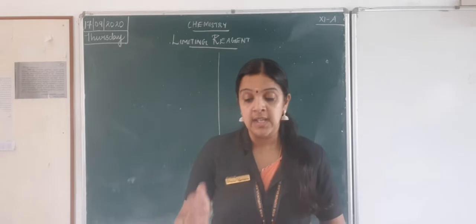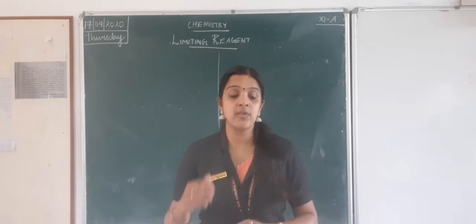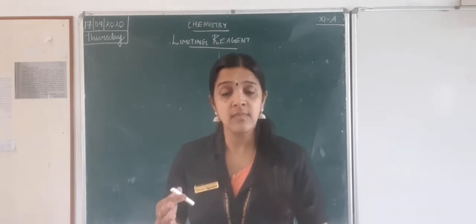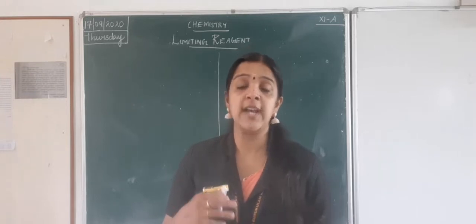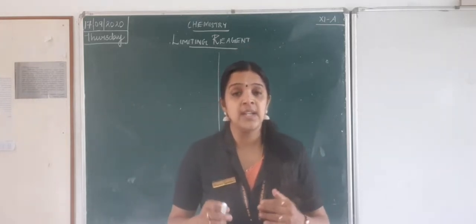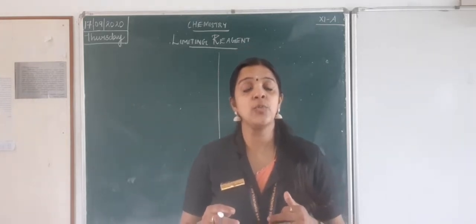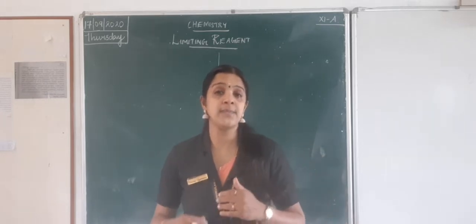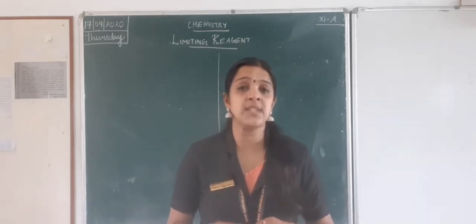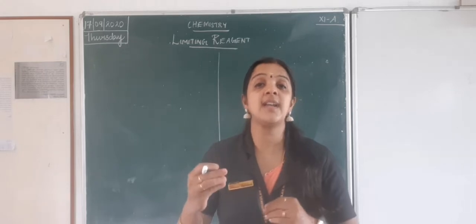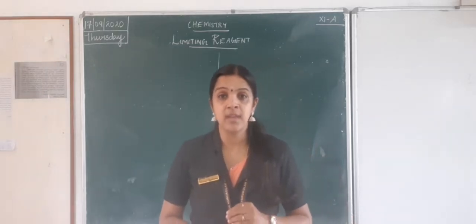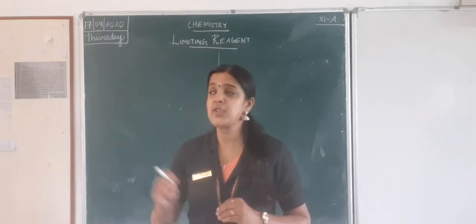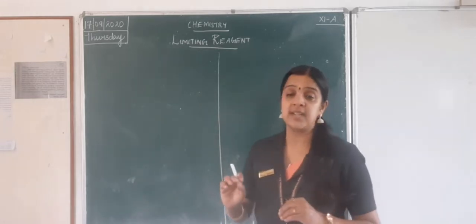Okay, children. Last class we were seeing about empirical formula and percentage composition. I hope you are able to understand. Definitely once the chapter gets over, we will be doing one or two extra problems, so that we have a clear idea about the topic. The next topic which we will be dealing with is the limiting reagent.